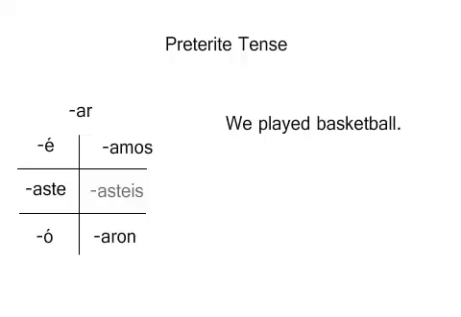Let's practice just a little bit. Maybe we want to say, for instance, we played basketball. We could add to that, we played basketball yesterday, we played basketball last night, last week, whatever. It doesn't really matter. We'll just use the simple, we played basketball. That's a completed past action. The verb for to play is jugar, which is an AR verb.